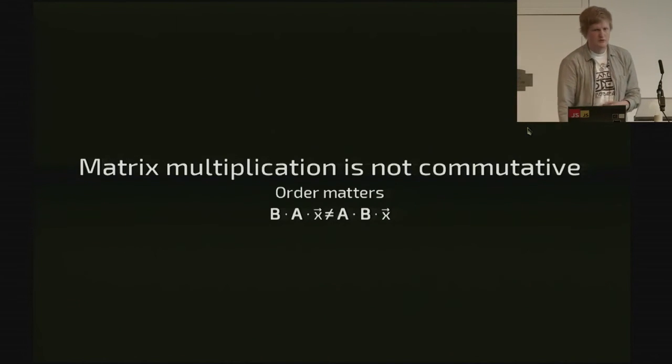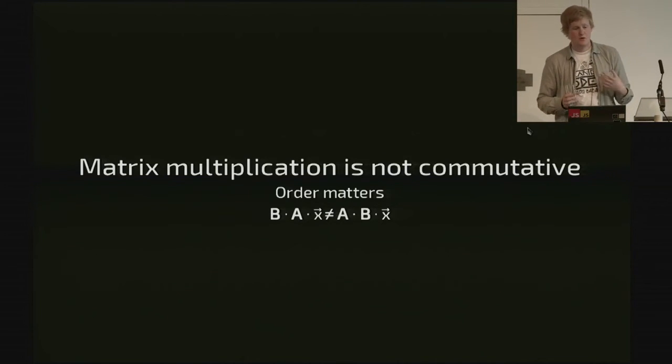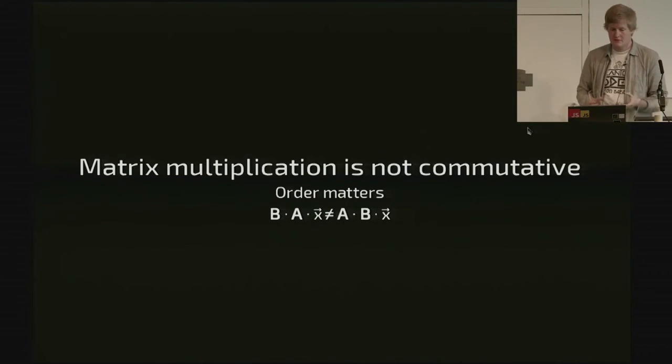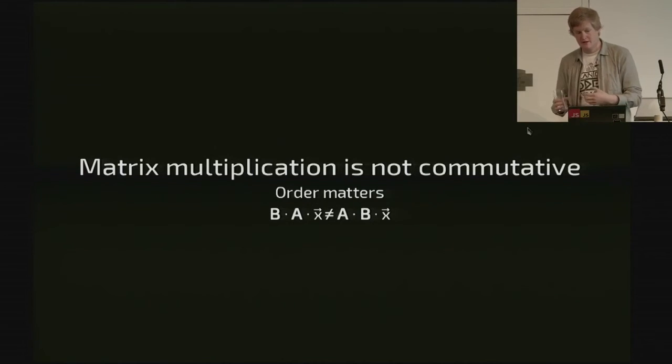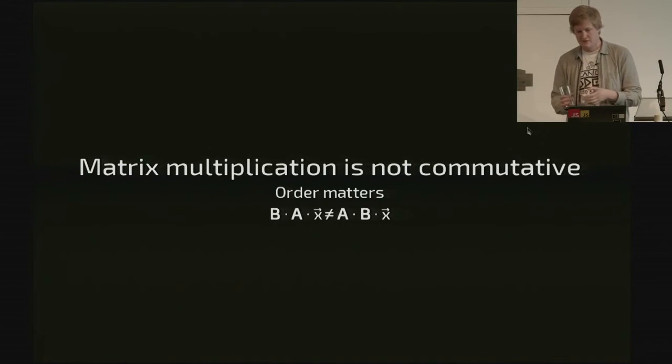But we need to remember that matrix multiplication is not commutative. This means that the order in which the transformations are applied matters. A then B produces a different outcome than B then A. And this is different from normal numbers, where 2 times 3 is 6 and 3 times 2 is also 6. And this is one of the reasons that large complex transforms are harder to reason about.